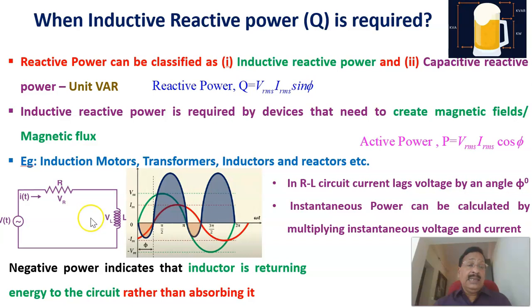Again, as we have seen, this is an RL circuit in which this is the instantaneous voltage, and the current is also shown here. There is a phase shift, phi, the power factor angle, that is, the current is shifted from the voltage by an angle phi. This is the instantaneous current and this is the instantaneous voltage. If you take the product of instantaneous voltage and current, you will get the instantaneous power. This is the instantaneous power diagram, in which this is a positive power, which means power consumed by the circuit.